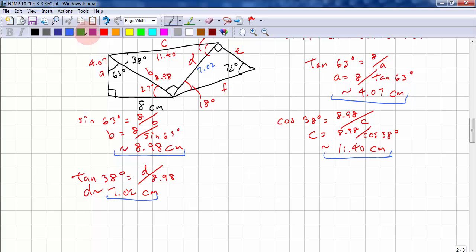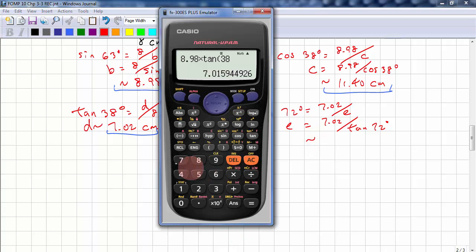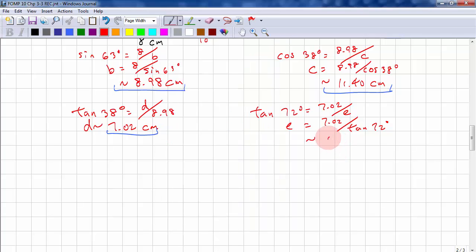Next, let's move on to E. We have 72 degrees, we have adjacent, we have opposite, so tangent again. Tangent 72 equals 7.02 over E. E equals 7.02 divided by tan 72. So E is approximately 2.28 centimeters.